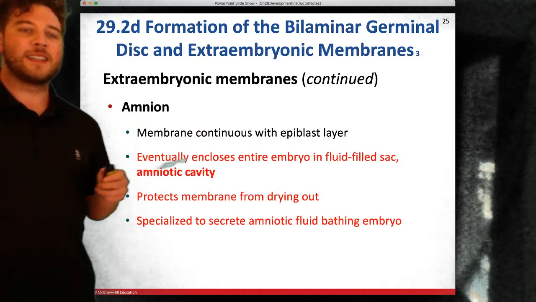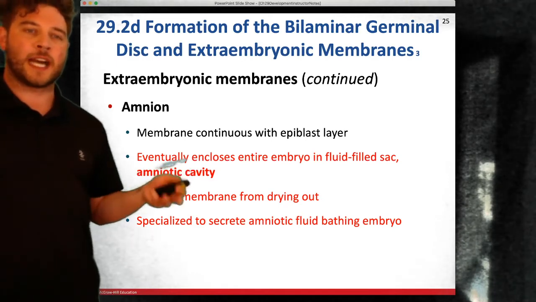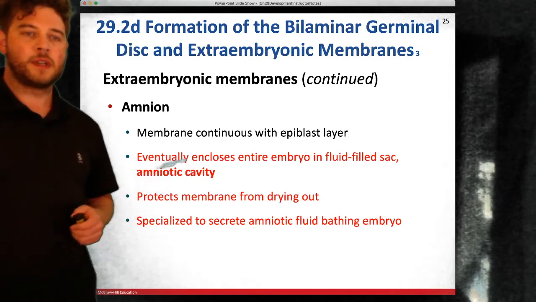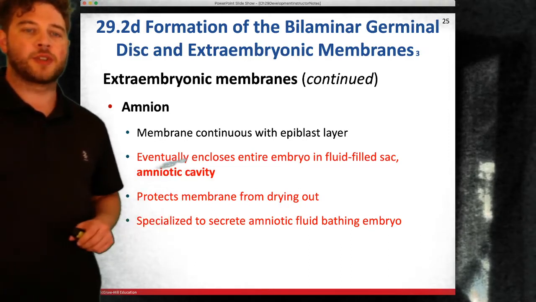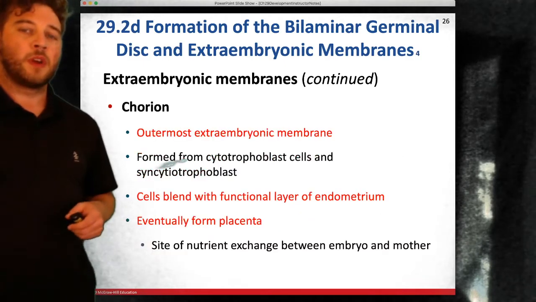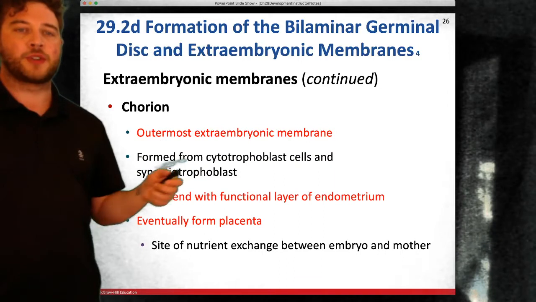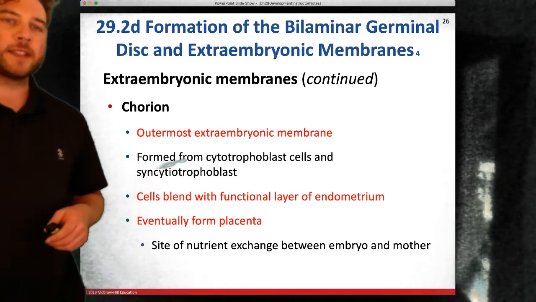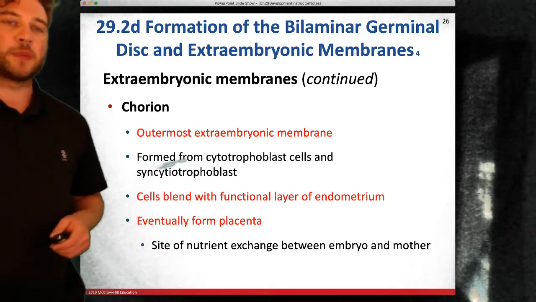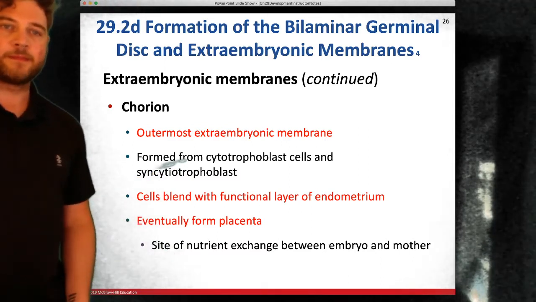The amnion is continuous with the epiblast. It eventually encloses the entire embryo and forms the amniotic cavity to prevent desiccation. It is specialized to secrete amniotic fluid bathing the embryo. Your chorion is your outermost extra-embryonic membrane, from the cytotrophoblast and the syncytiotrophoblast. They blend with the functional layer of the endometrium, eventually forming the placenta, which is the site of nutrient exchange between the embryo and the mother.